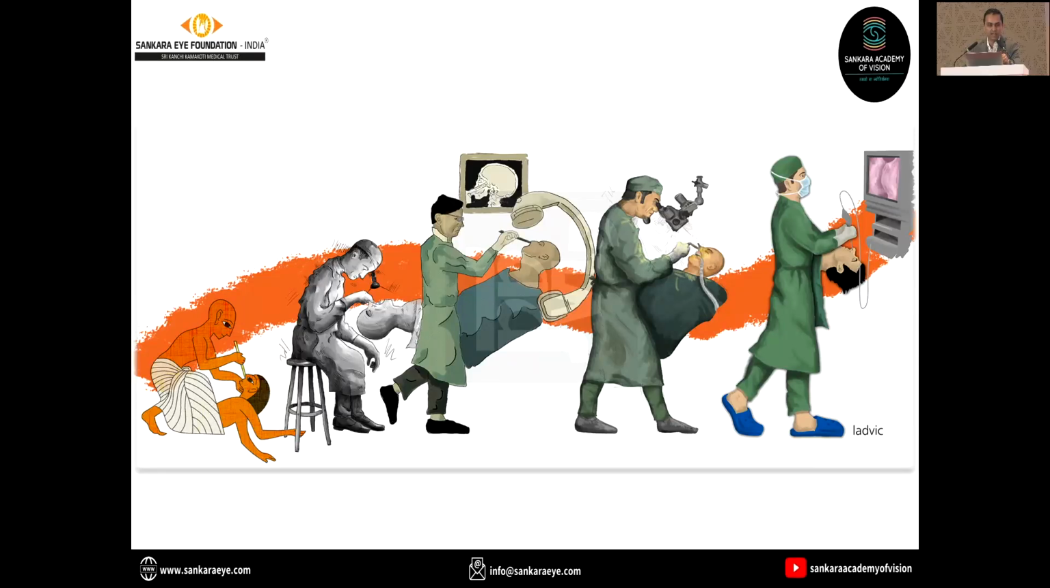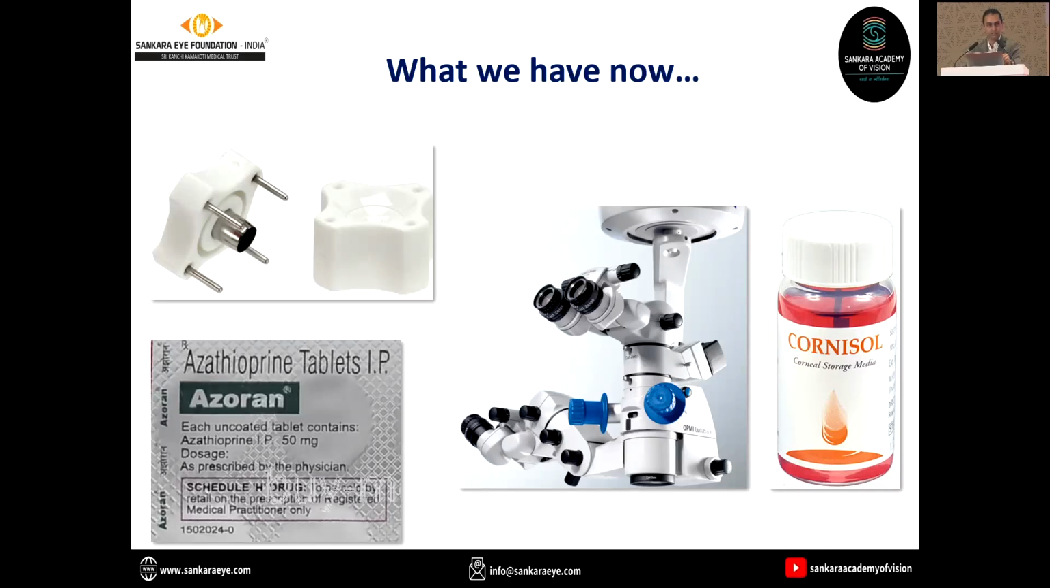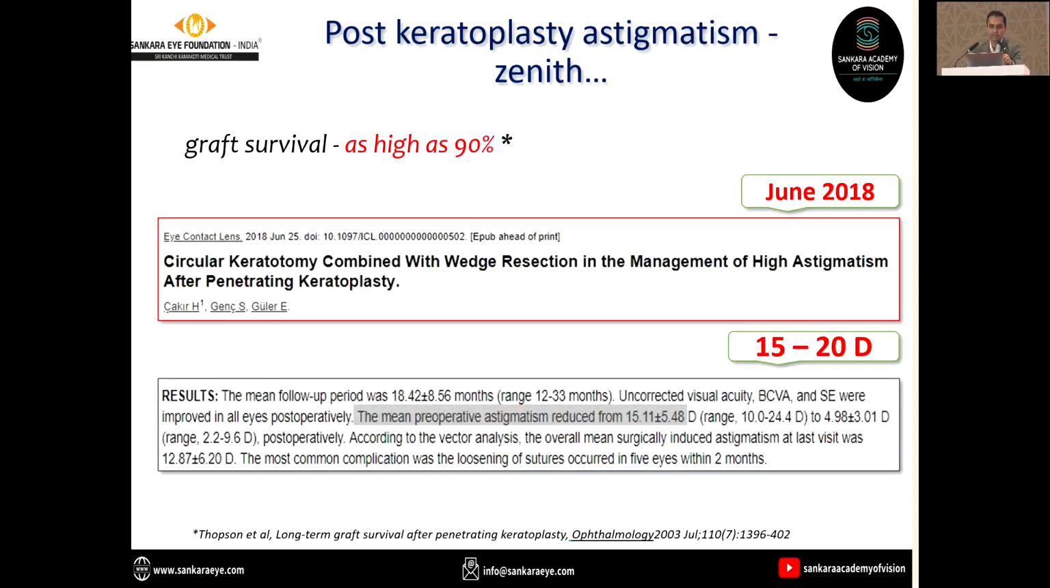Over the last century, we've come a long way. A lot of fancy equipment: we have immunosuppression, fancy microscopes, eye banking, trephines, all sorts of things. Yet if you look at keratoplasty outcomes, one facet is graft survival. We've reached as far as 90%, wherein we are able to take care of almost all the grafts that we implant. But if you look at the visual outcome, there are articles which report all the way up to 15 to 20 diopters of astigmatism post-keratoplasty.